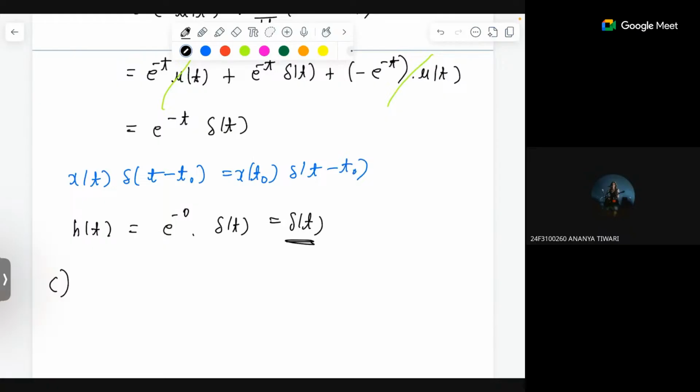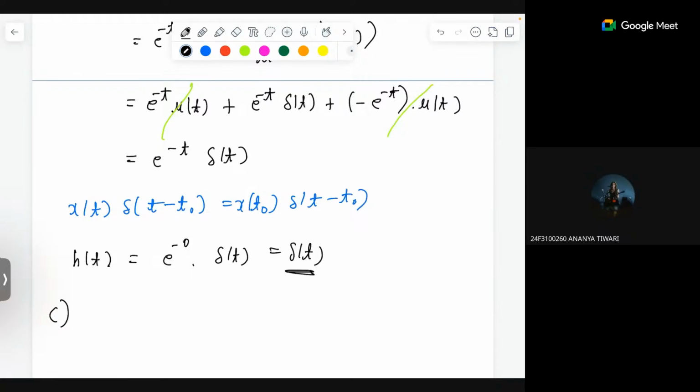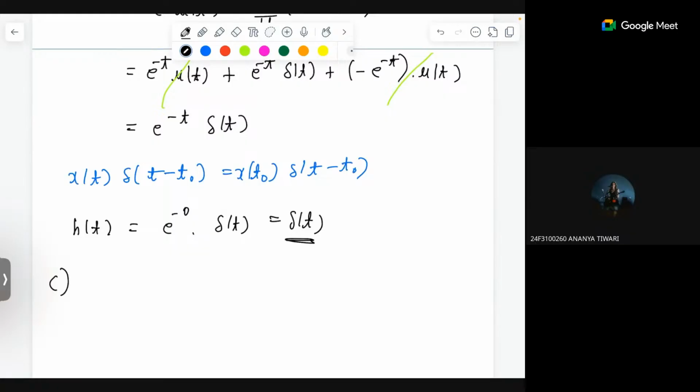Before we go to the last part, do you remember when we talked about invertible systems, if we have a system and we connect its inverse in cascade, then we get the same function back. So the impulse response is delta t. So the third part is based on this. Now for the third part, you have to find the overall output yt in terms of the overall input x of t.